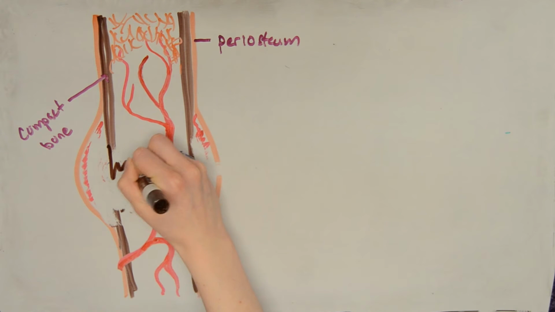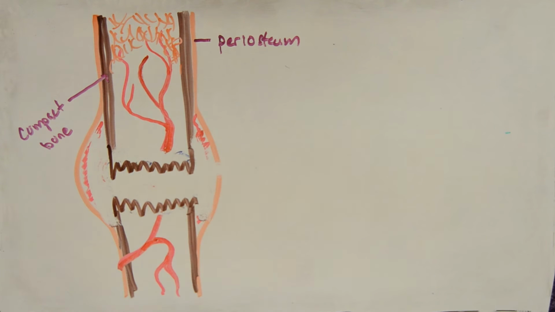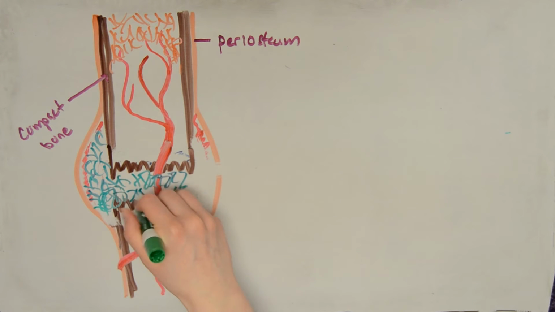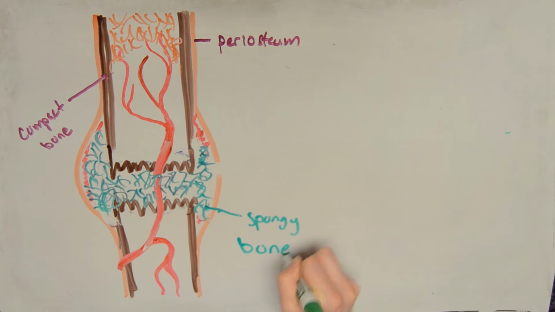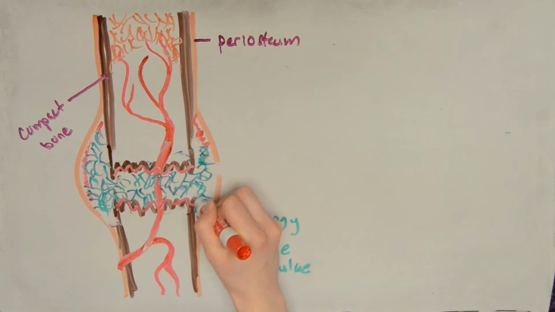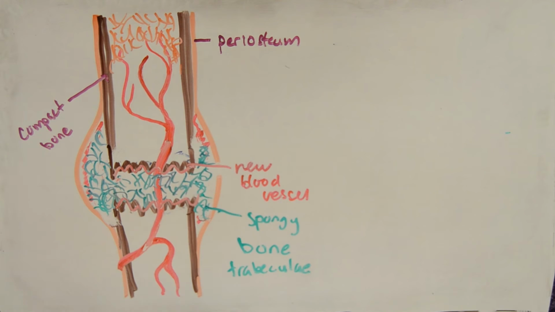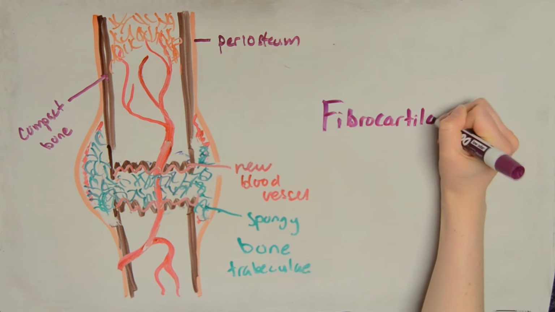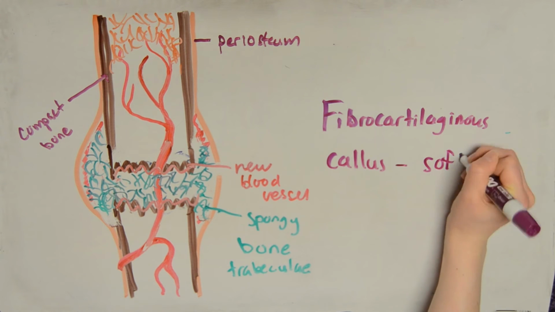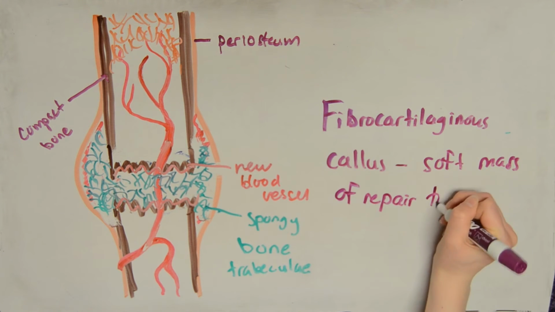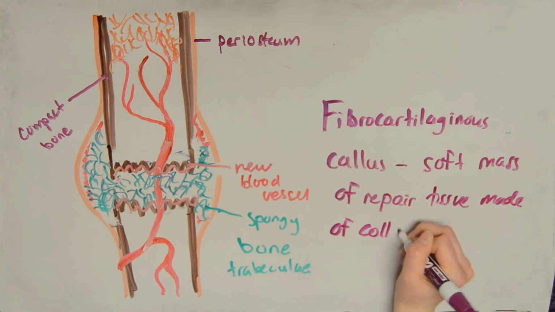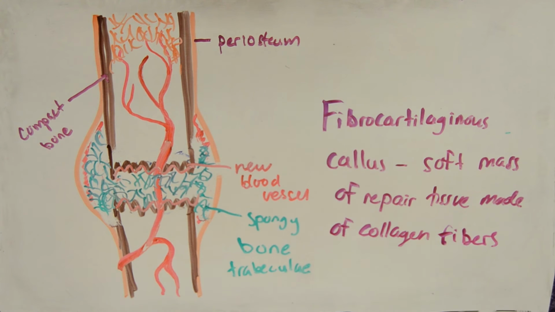In the reparative phase, blood vessels grow into the fracture hematoma. Fibroblasts from the periosteum start to produce collagen fibers as well as chondroblasts, which start to make fibrocartilage. This area eventually becomes what's called fibrocartilaginous callus, which is a soft mass of repair tissue made of collagen fibers that connect the 2 separate pieces of bone. This takes about 3 weeks to form.